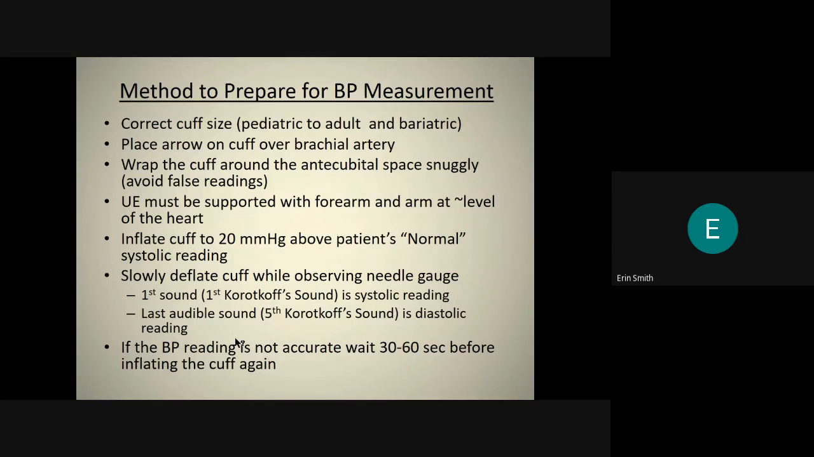Okay, so the method to prepare for blood pressure measurement, definitely want to make sure that you have the right size for your patient. They do come in various sizes. So there's definitely a pediatric size to adult to bariatric. So you want to make sure that you're using the correct size.